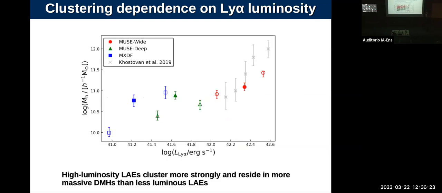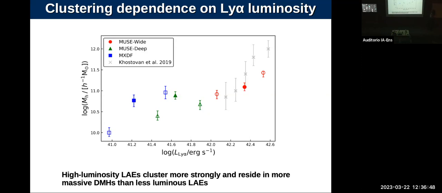So just to show you the result, on the y-axis, I have the typical dark matter halo mass as a function of Lyman-alpha luminosity. The 3 colors are the 3 same surveys, as always. The filled symbols correspond to the full survey, and the empty symbols are the subsamples that I have just made. And what you see here is a clear clustering dependence on Lyman-alpha luminosity.